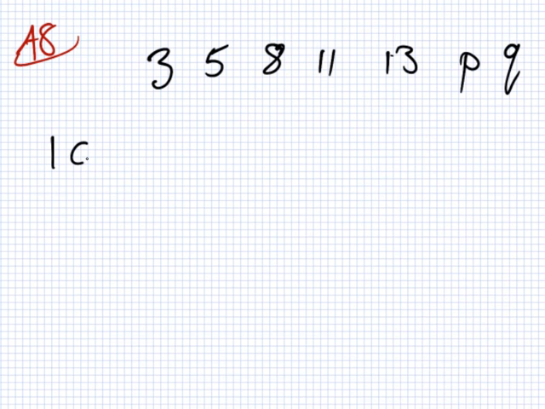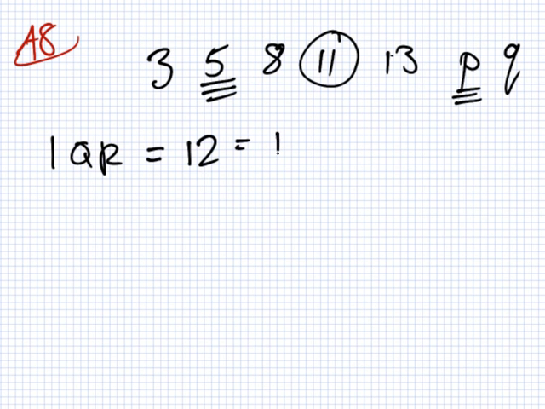Interesting. The interquartile range and the mean are both 12. Find P and Q. So here we have 3, 5, 8, 11, 13, P and Q. So the interquartile range, that's the median, that's the lower, that's the upper. The interquartile range is 12, which is P minus 5. So therefore P must equal 17.